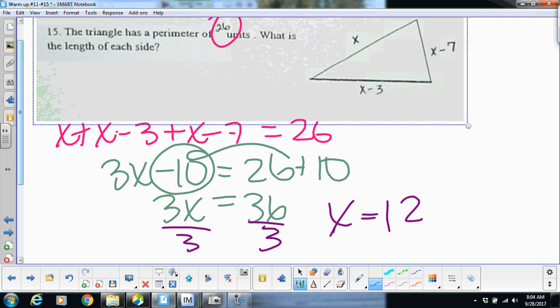It didn't ask us for what x equals. It says what's the length of each side. Well, our hypotenuse here is going to be 12. Or, not our hypotenuse, sorry, it's not a right triangle. The x side there is going to be 12. x minus 3 is going to be 12 minus 3, which is 9. And then 12 minus 7, which is 5.